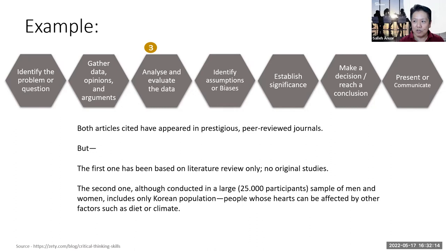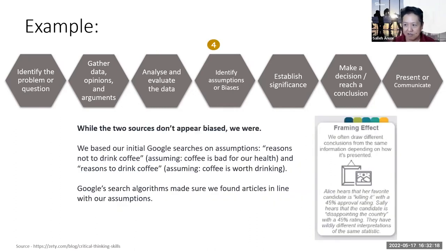Then we go to step 4, which is identifying assumptions and biases. While the two sources that we looked at don't appear biased, we ourselves were. Why? Because when we went to search for it, we typed in on Google certain assumptions: reasons not to drink coffee, because we assume coffee is bad, and also reasons to drink coffee, assuming coffee is worth drinking. Just the way we type our research can lead us to certain findings, based on the Google search algorithm, which reinforces our own assumptions, what we call the framing effect. Do you see now where it is leading? At this stage, we might be reinforcing what we are looking for.